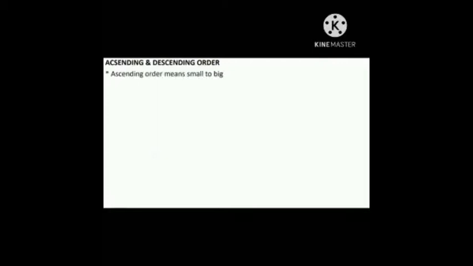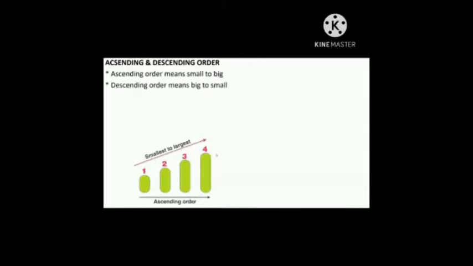Ascending and descending order. Ascending order means small to big, smallest to largest: 1, 2, 3, 4. And descending order means big to small. It means 4, 3, 2, 1, largest to smallest.